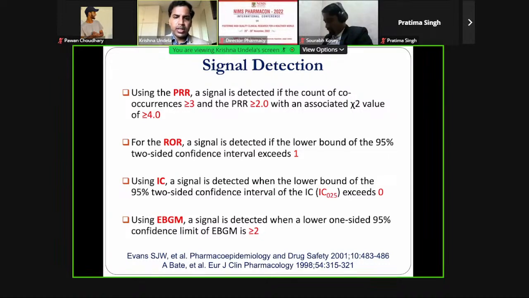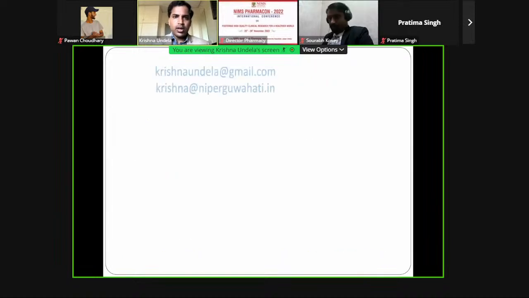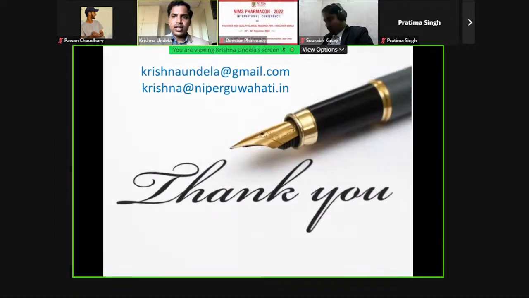So these are the 4 important methods and 4 important standards we are going to follow whenever you want to say that signal identified between the drug and reactions. So that's about basically the quantitative way of understanding the signals.